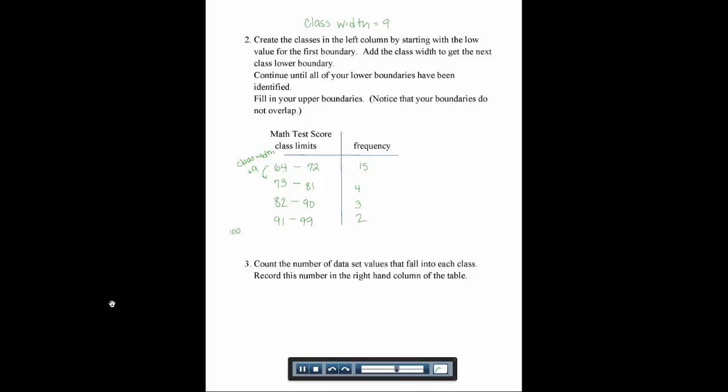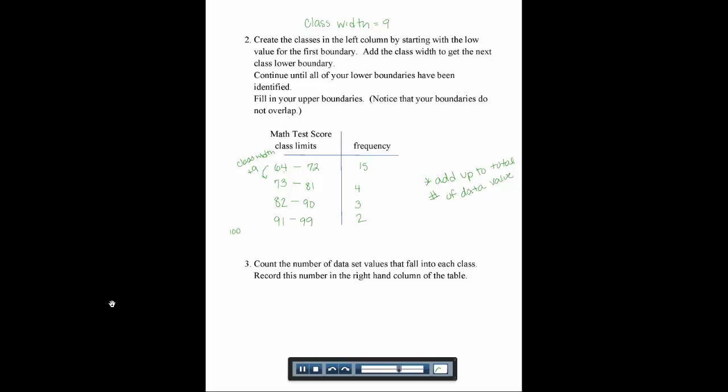Now, one check you can do for yourself is that your frequencies should always add up to the total number of data values. Since we had 24 students, our frequencies should add up to 24. So if we check, 15 plus 4 is 19, plus 3 is 22, plus 2 is 24. It doesn't guarantee we're right, but at least it gives us a check. Okay, so that's all there is to making a frequency table.